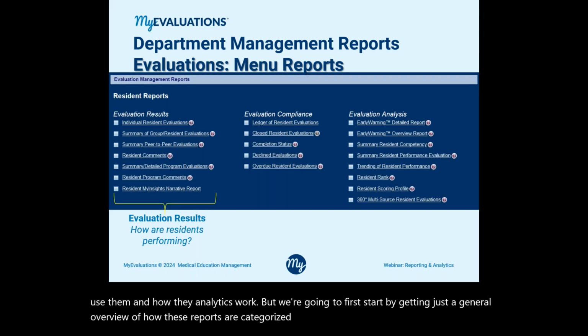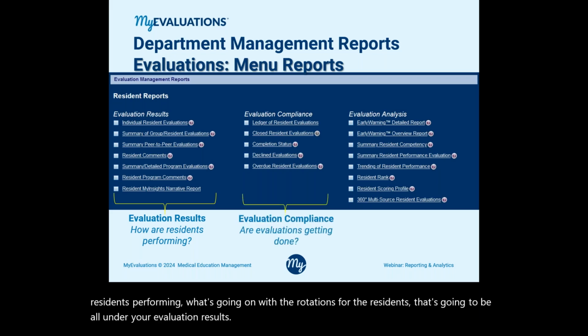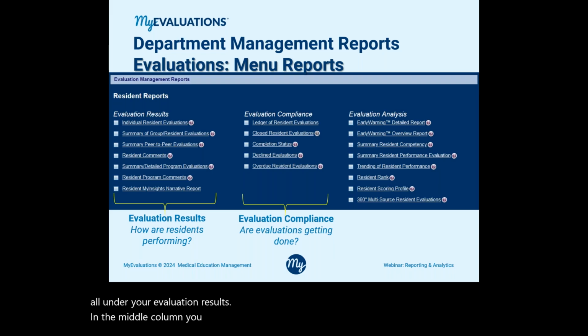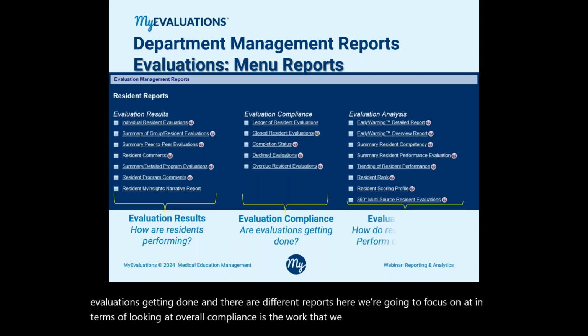So if you're looking for results of how residents are performing, what's going on with the rotations for the residents, that's going to be all under your evaluation results. In the middle column, you have evaluation compliance. Evaluation compliance is, are evaluations getting done? And there are different reports here we're going to focus on in terms of looking at overall compliance. Is the work that we need actually getting done?